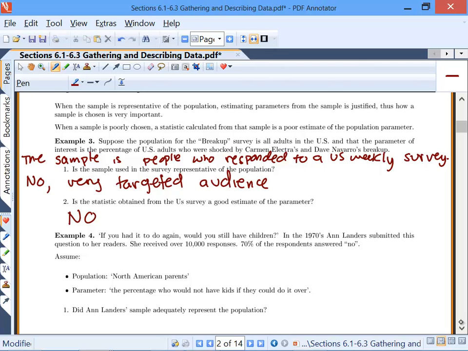Now, let's say the population is all North American parents, and the parameter is the percentage who would not have kids if they could do it over again. Okay. So do you think her sample adequately represented the population?